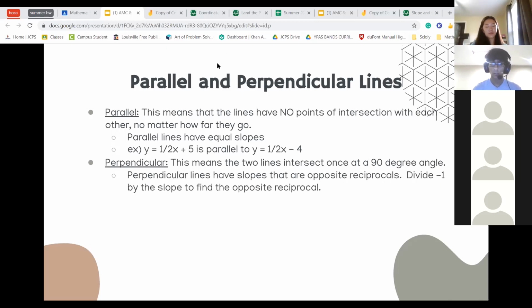You can have a vertical line and a horizontal line, and those two are going to be perpendicular. Basically the relationship between the slopes of perpendicular lines is that they are negative reciprocals of each other. When you multiply the two slopes of perpendicular lines, they multiply to -1. For example, the opposite reciprocal of -2 would be 1/2, because -2 times 1/2 is -1.